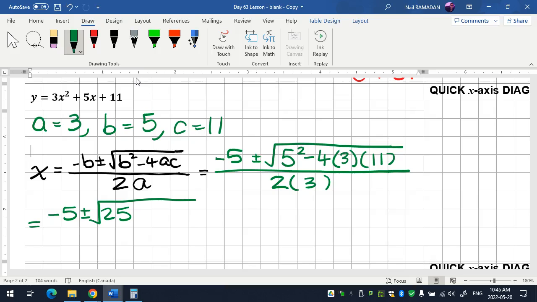Is there a minus times a minus here? So there's only one minus. So should it become positive or stay negative? Stay negative. So just a negative.